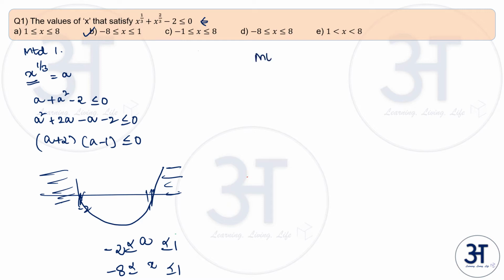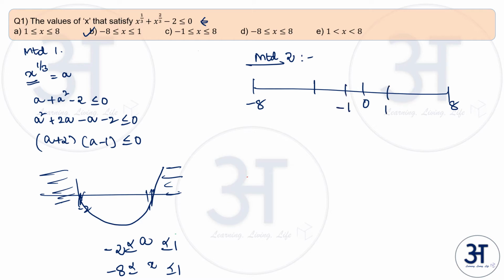There is method 2, where you will use the options. In the options, if you see, you have minus 8 to plus 8 covered, and some of the options include this 1 and minus 1 also. So this will be my 0. So this will be minus 1 and 1. So let me first see whether x is equal to 0 is a part of the solution or not. If x is equal to 0, your LHS will be minus 2 and hence it should be a part of the solution. Let us take x is equal to 8.